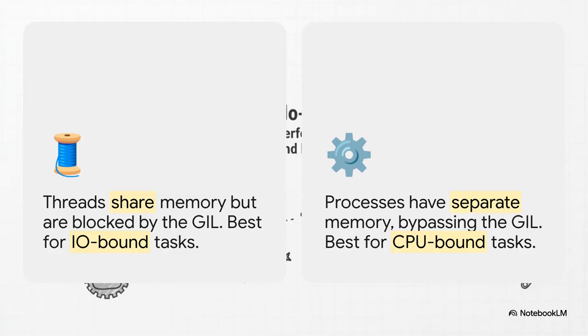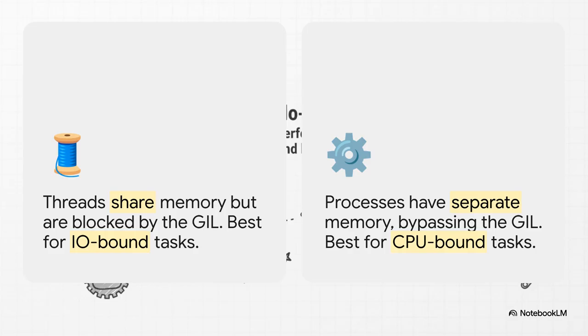Okay, so on one side, you've got threading. The great thing about threads is they all share the same memory, so sharing data between them is super easy. The downside, they're all still waiting for that one microphone. They're all blocked by the GIL. This works okay for things that do a lot of waiting, like IO-bound tasks.